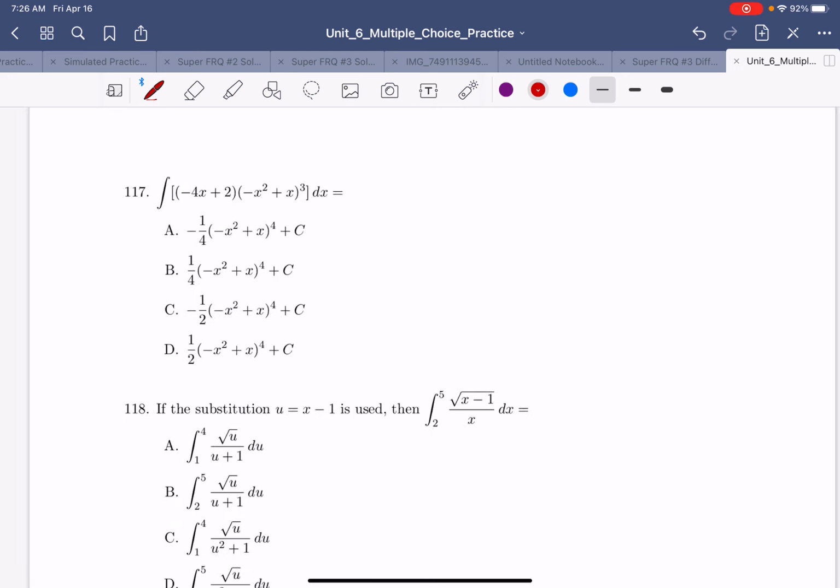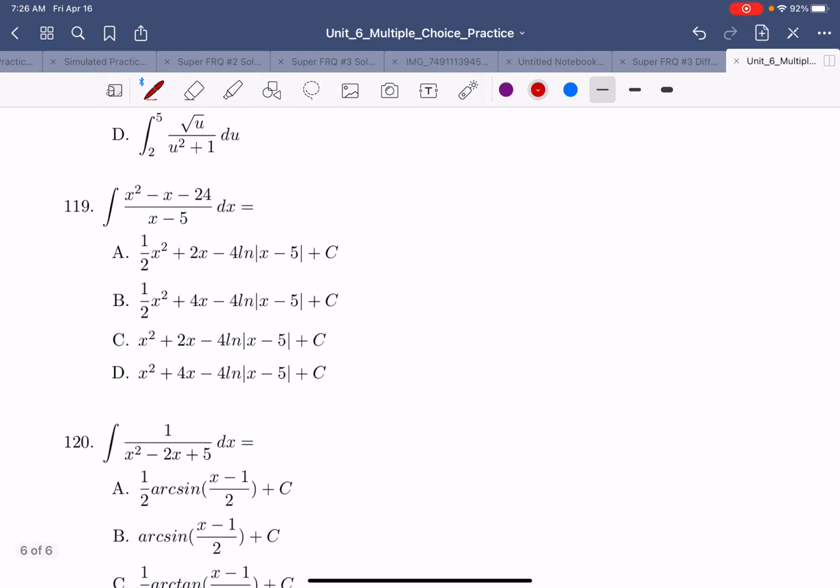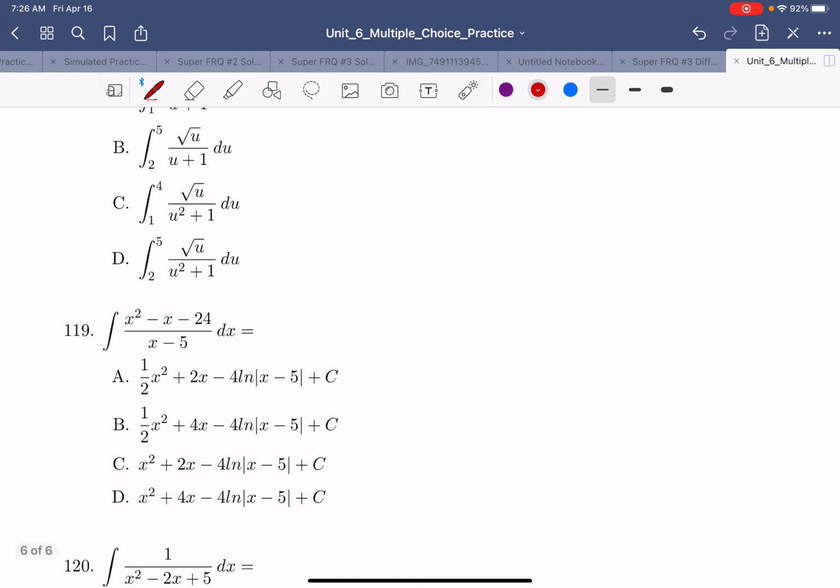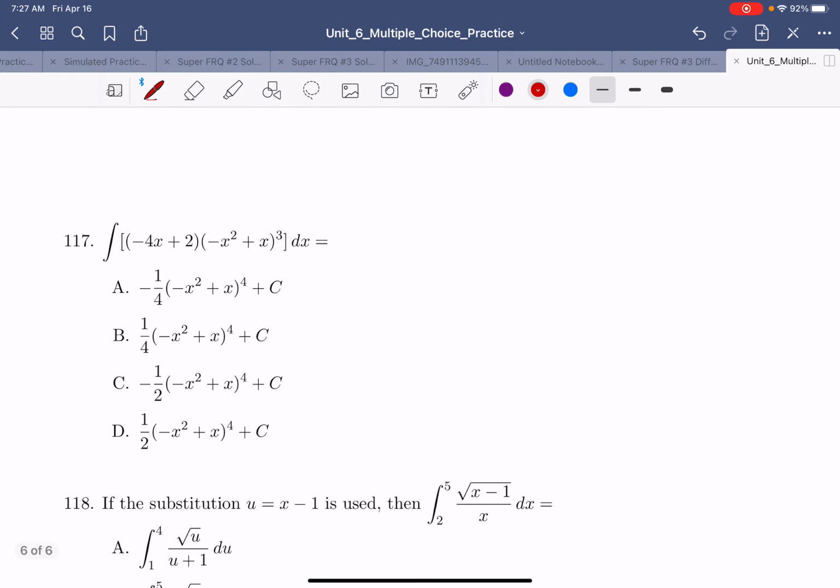All right. Oh, last page. All right. Ooh, this is gonna be ugly. So anyways, I'm smelling a u substitution here. Because I know if I took the derivative of something with an x squared, I'll end up with a linear function. I don't know. I'm going to try it.